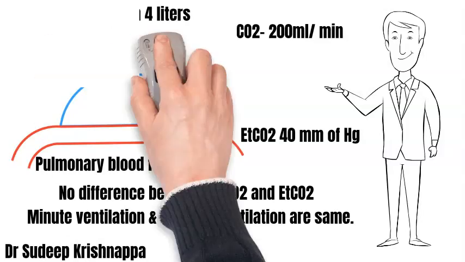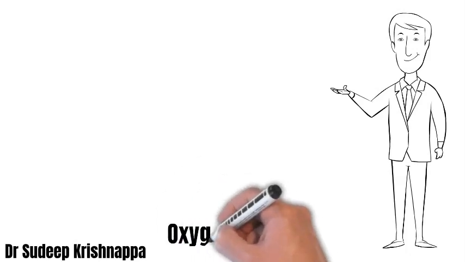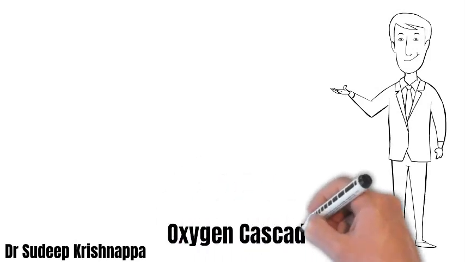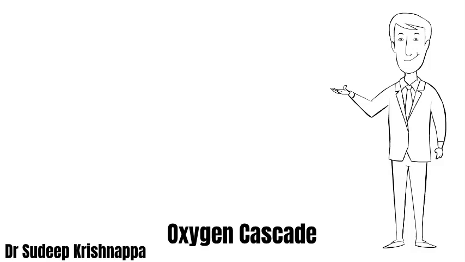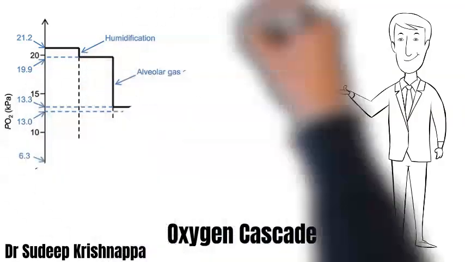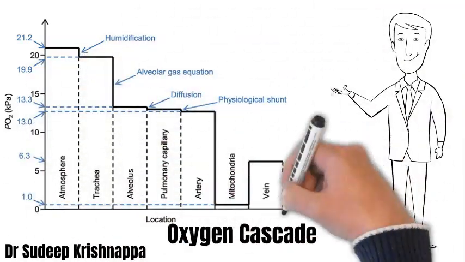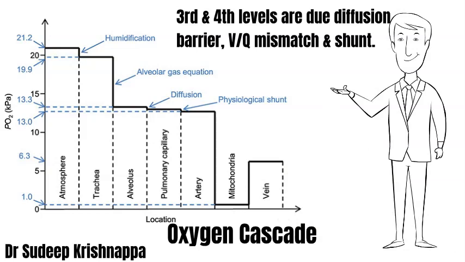In order to understand that, we need to understand two additional concepts. The first one is the oxygen cascade, and the second one is Dalton's law of partial pressure. Oxygen cascade, as shown in the diagram, represents how oxygen flows from atmosphere to the mitochondria, and in the process, how the partial pressure drops at various stages.